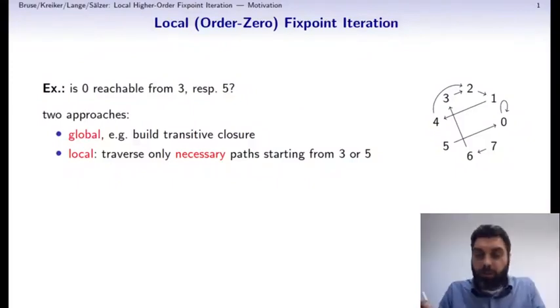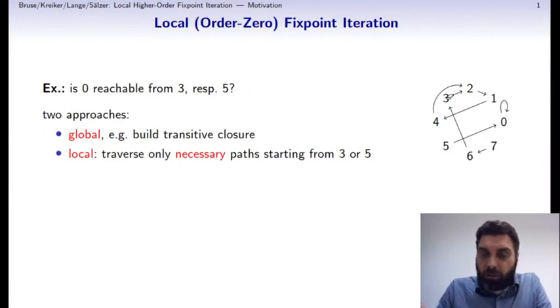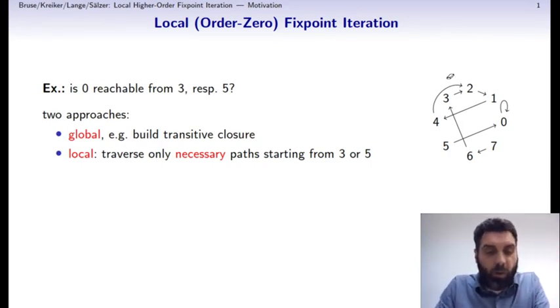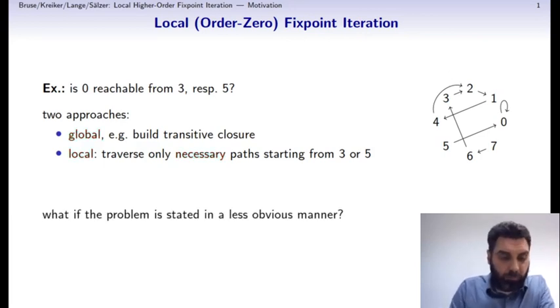Consider the following problem. Given a directed graph and a target node 0, is this target node reachable from some input node, say 3? There are two approaches. There's a global approach. You can, for instance, compute the transitive closure and then just look up the answer. Or you can do it locally. You start at 3 and you only traverse nodes that are presumably on the path from 3 to 0, thus avoiding seeing any other unnecessary nodes.